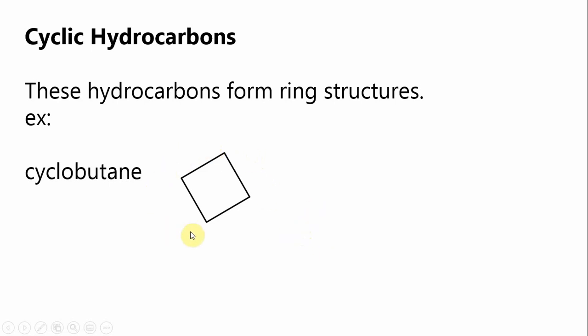Generally, these are for the alkanes that have been looped around. What you'll notice about cycloalkanes is that they have the same molecular formula as some of the alkenes. Okay, the same general CnH2n. So CnH2n is the general molecular formula for the cycloalkanes, which is the same as the alkenes.